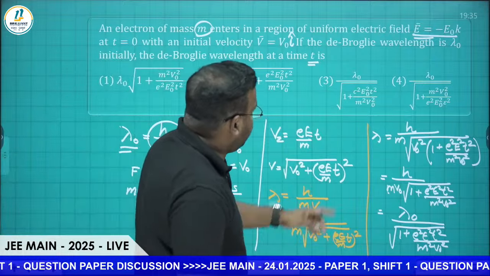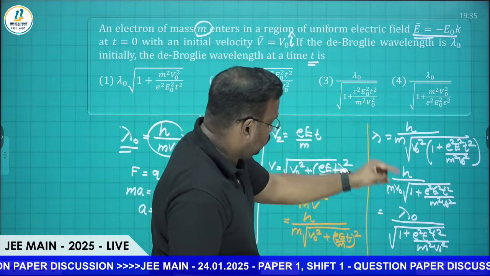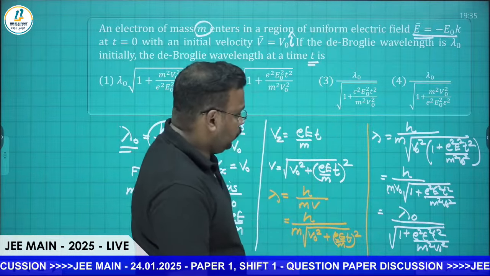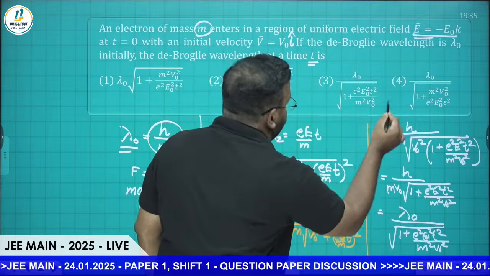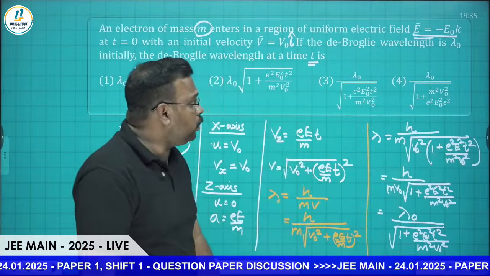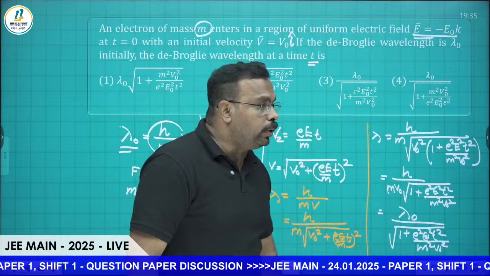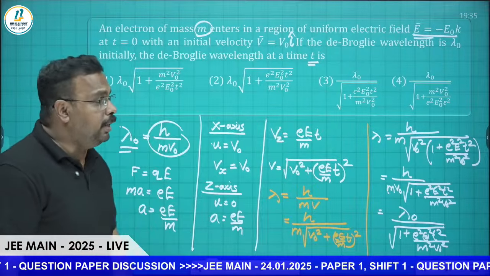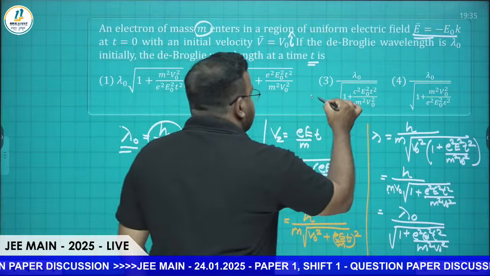It is lambda naught divided by root of, this is not C, it is e square t square by... the electric field is E naught, so you can replace E by E naught. So E naught square t square by m square v naught square. Yes, it is 3. 3 is the answer. Option 3 is the right answer for this question.